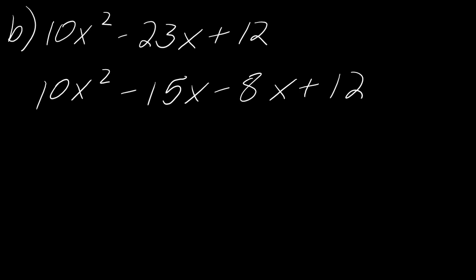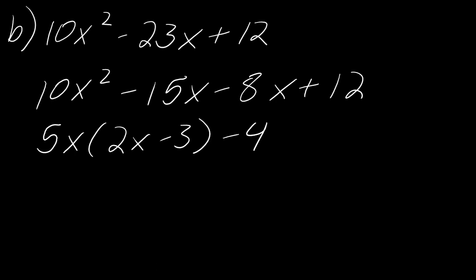I actually think this was a pretty good case for using grouping, because there's a lot of different combinations to make 10 and 12. So to group, I'm going to factor 5x out of the first 2 terms. And that's going to leave me with 2x minus 3. And then out of the second 2 terms, I'm going to factor out 4. So that's going to leave me with 2x minus 3.